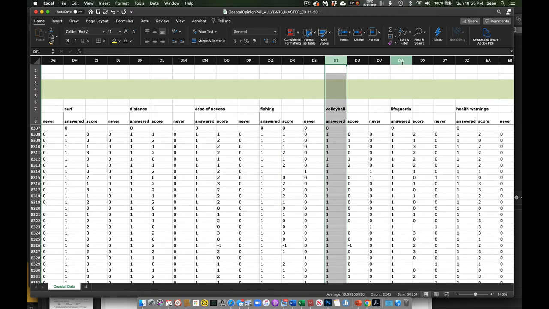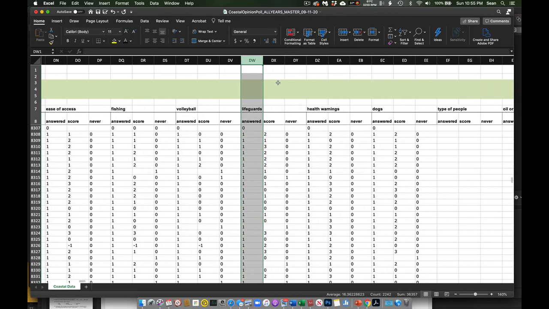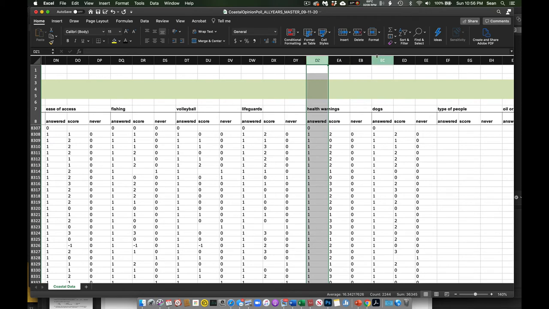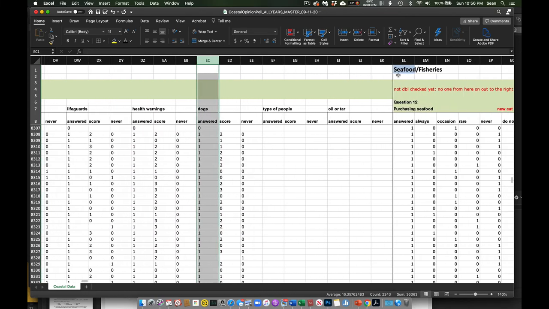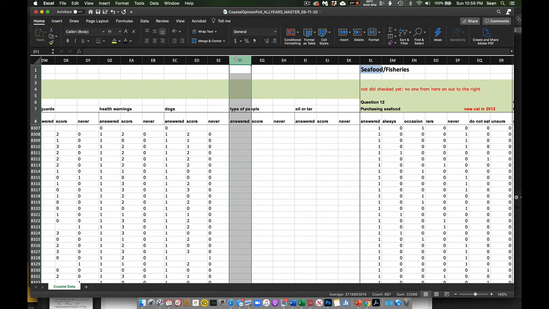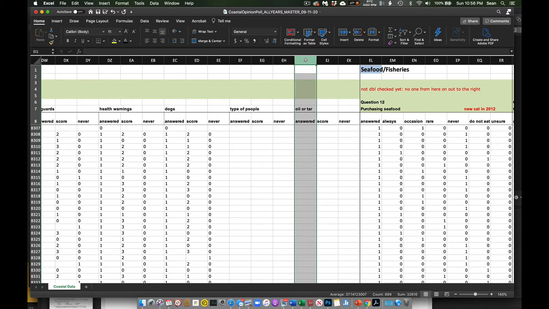Good for volleyball? Are there lots of lifeguards? If there are health warnings, does that have a big influence on you? The ability to bring dogs there, the type of people that are there, again, people like your community or not like your community, and then if there's any oil or tar in or around the beach. And that's it.